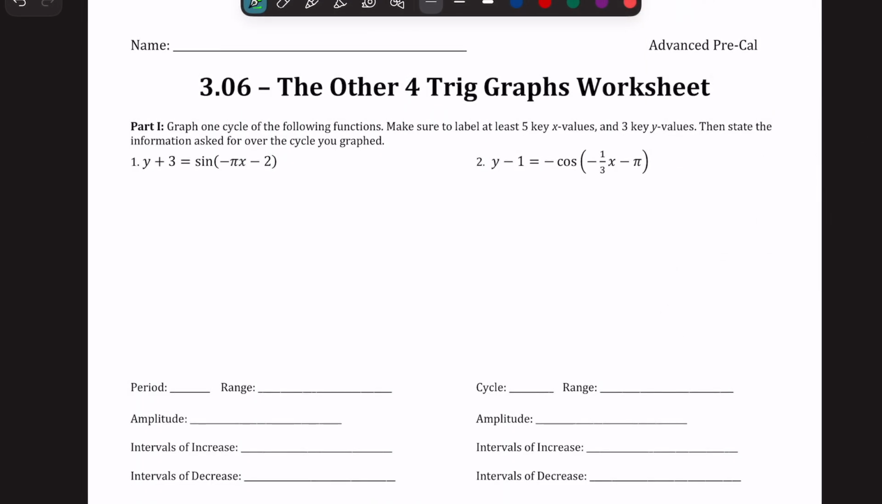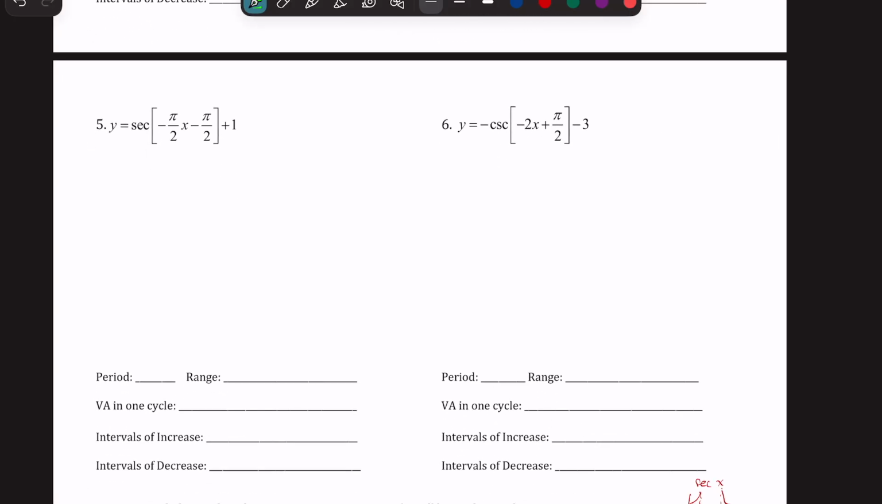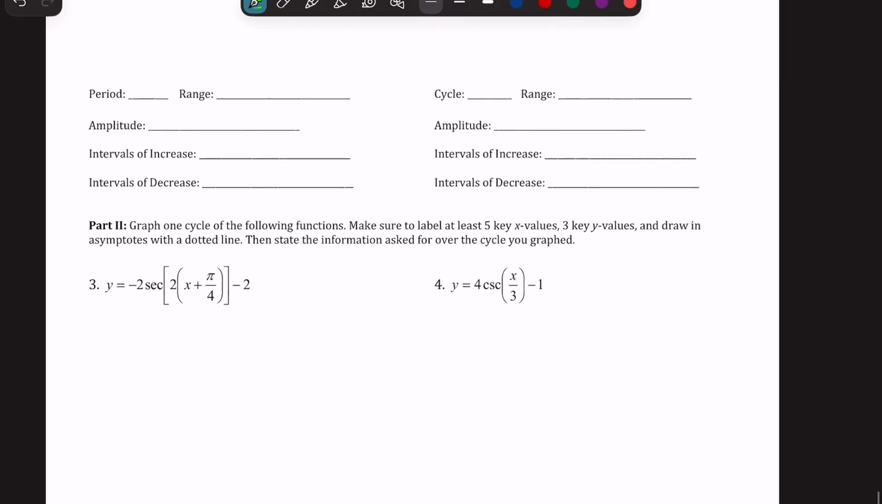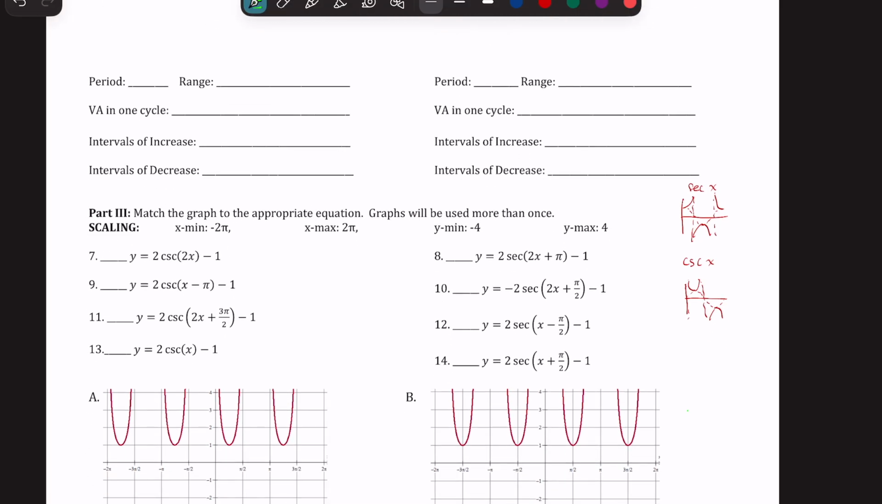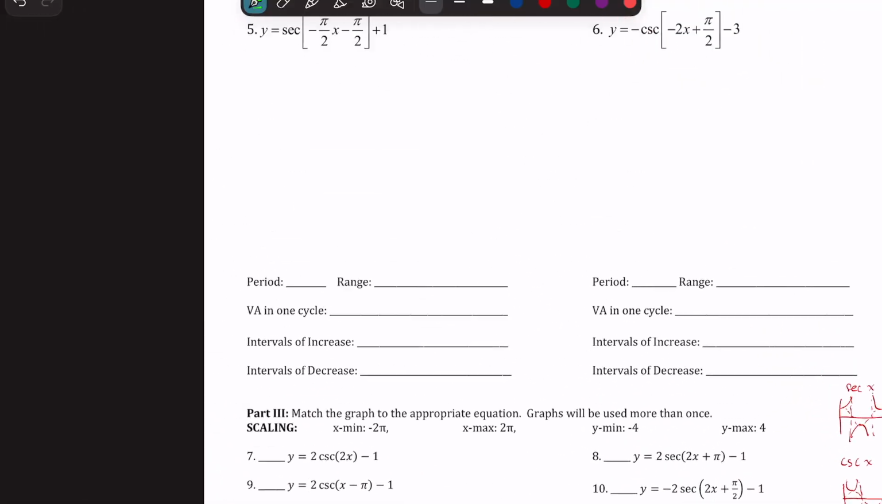All right, students, I am here and I'm going to go over the homework. So we've got our sine and our secant, cosecant graphs. Probably what I'm going to do is go through 1 through 4. I'm going to let y'all try 5 and 6, and then I'll talk about a couple of these and talk through those.